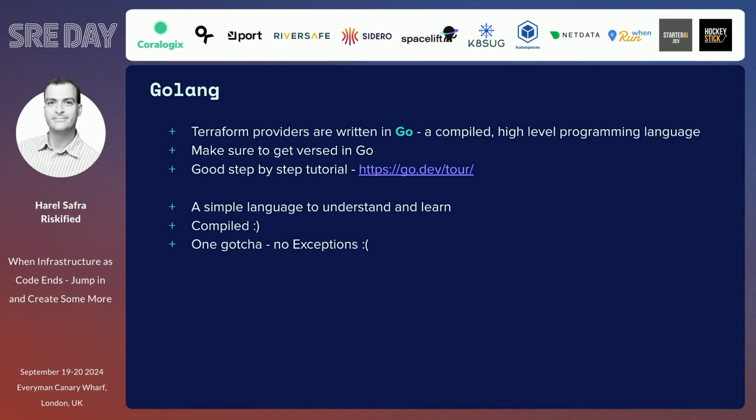But there are no exceptions. If you've written in Java or Scala, where there are exceptions, there's no exception here. We have to go way back and check return variables for errors. Otherwise, your code will panic out if some kind of error happens.